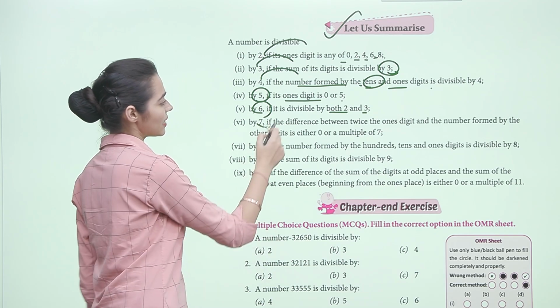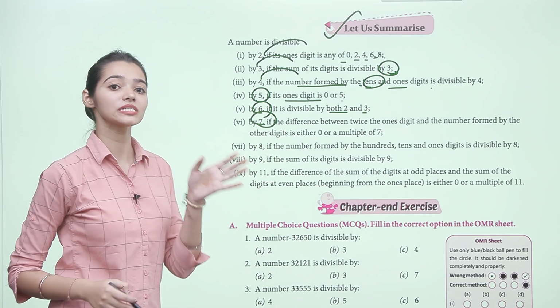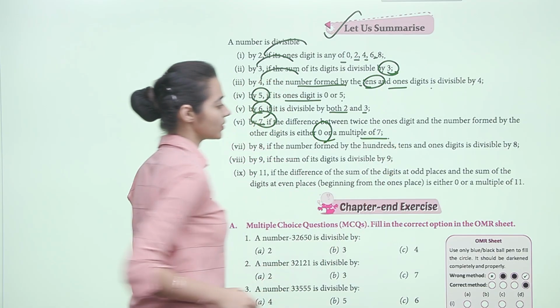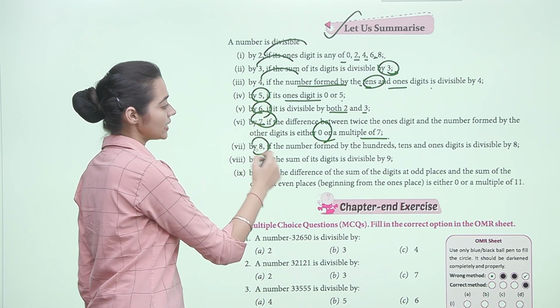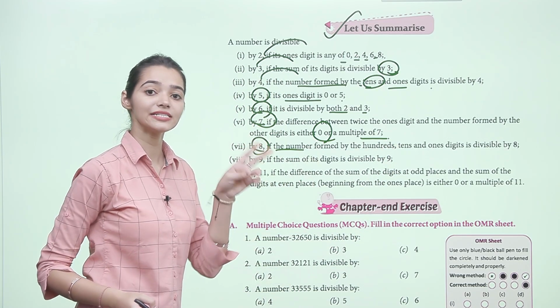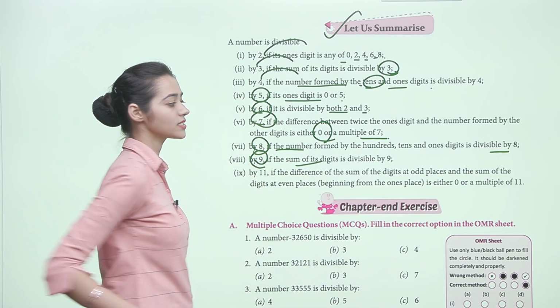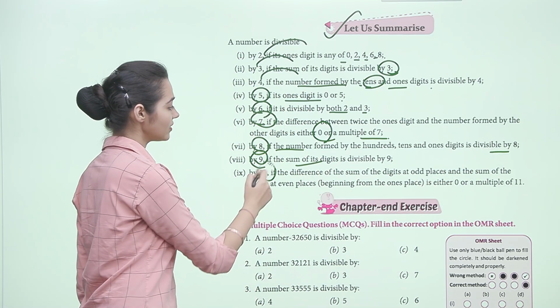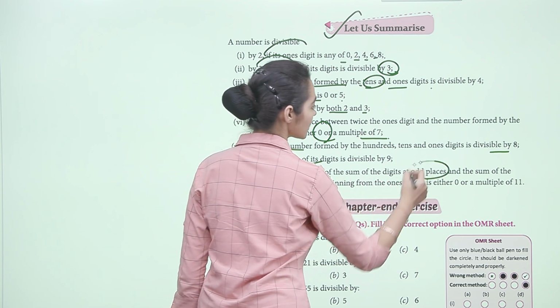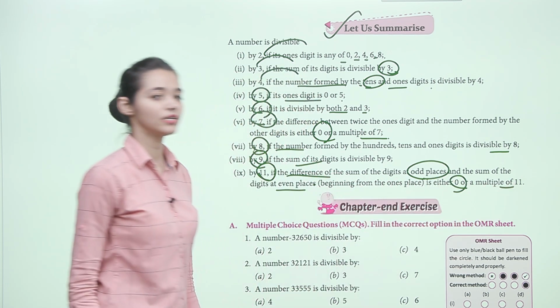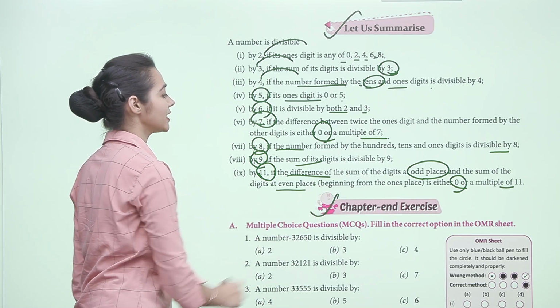both 2 and 3, by 7 if difference between twice the ones digit and the number formed by the other digits is either 0 or a multiple of 7, by 8 if the number formed by hundreds, tens and ones digit is divisible by 8, by 9 if sum of the digits is divisible by 9, by 11 if the difference of the sum of digits at odd place and even place is either 0 or a multiple of 11. Now let's start with the chapter and exercises.